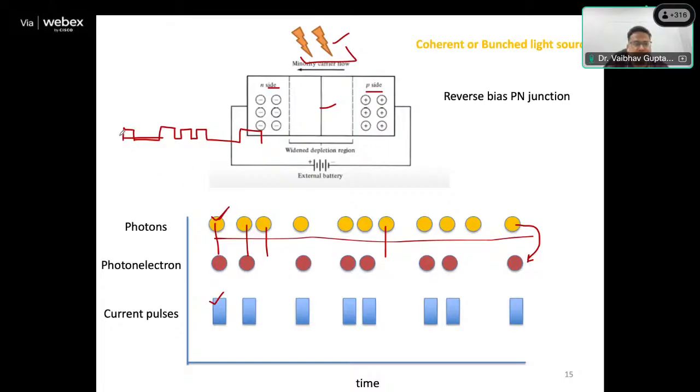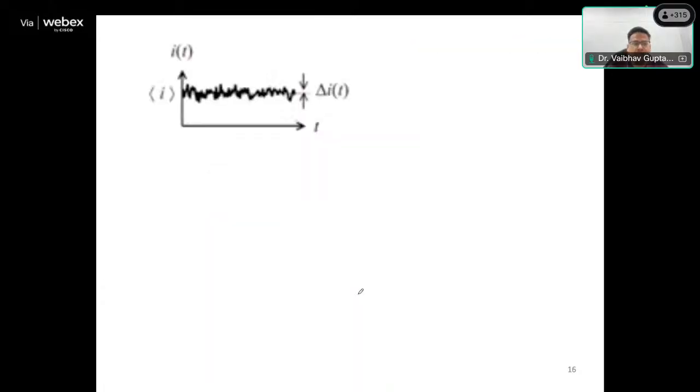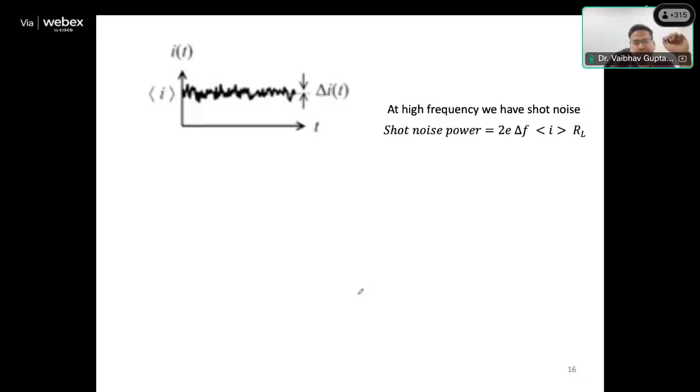And since our current is not a continuous pulse, but it is up down up down up down with random fluctuations, and this randomness is decided by the Poissonian distribution. So because of that we have some sort of noise in our system, and that is the noise which is inherent. You cannot do anything about this noise. So for example, at high frequencies we have this shot noise, and typically we call this same Poissonian thing shot noise, and that is the total power of this shot noise.